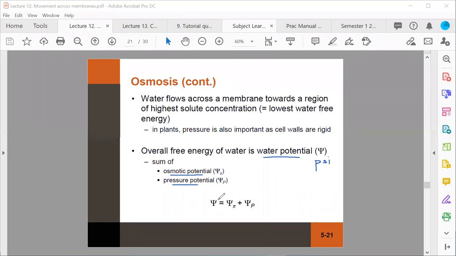Let's look at that again here. So the water potential, psi, is impacted by both the osmotic or solute potential plus the pressure potential. This is something that you'll go into in a lot more detail when you study plant physiology in your second year. So we're only just introducing the concept here.